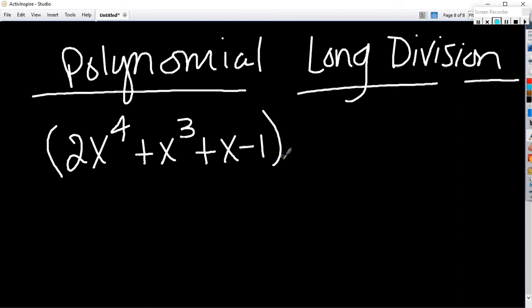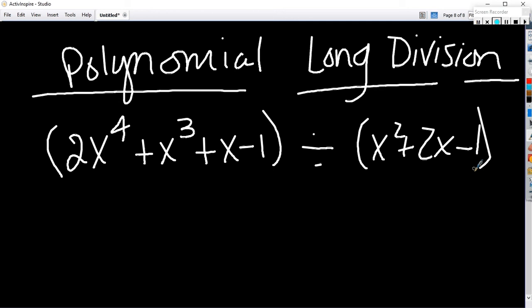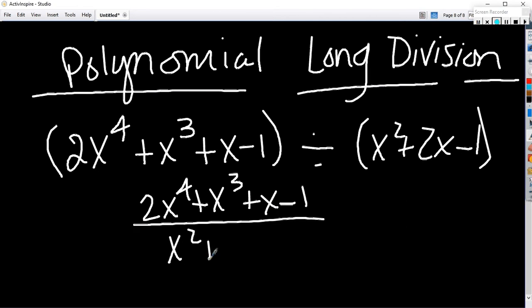Plus x minus 1 divided by x squared plus 2x minus 1. So remember there's a couple ways you can write it. Over here I've got 127 divided by 5. So that's the same thing as if I had written 5 into 127. I can also write it as a fraction, right? You would do the 2x to the 4th plus x cubed plus x minus 1 over x squared plus 2x minus 1.